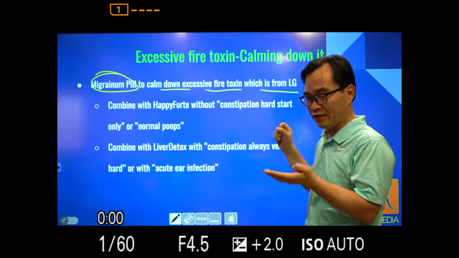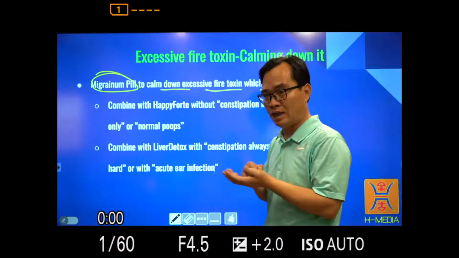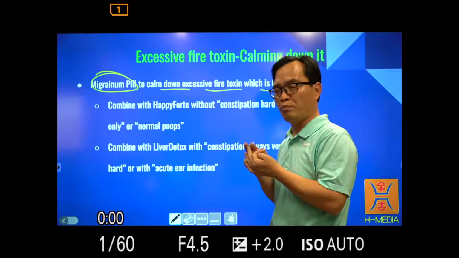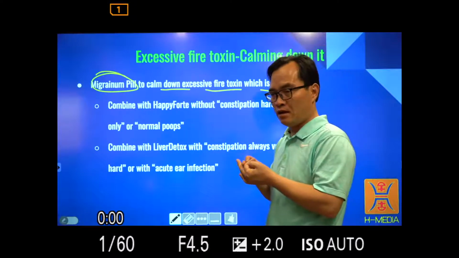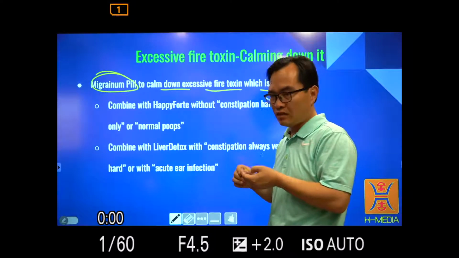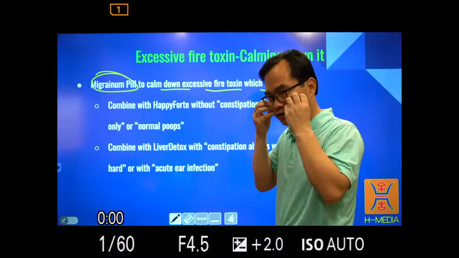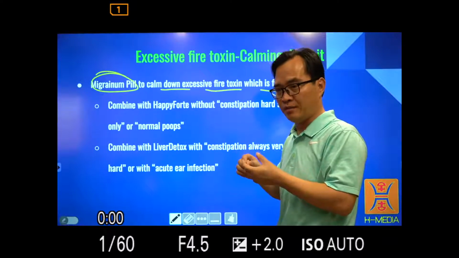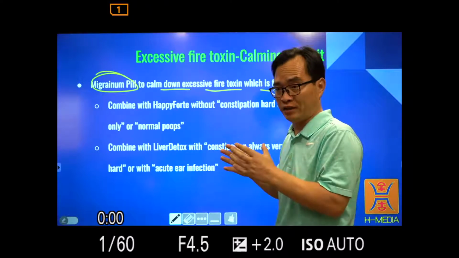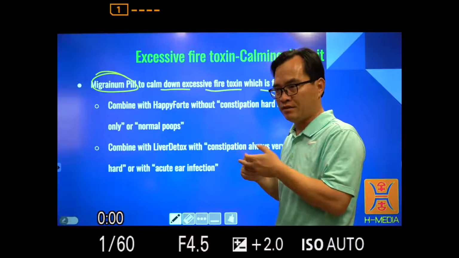So the excessive fire toxin can attack your stomach to cause serious acid reflux. It can attack your head to make you have migraine, very serious side headaches. It can generate the internal wind to make your body shaking, your face shaking, your tongue shaking. It can attack your colon or your kidney system or your alveolar system, causing very serious constipation.